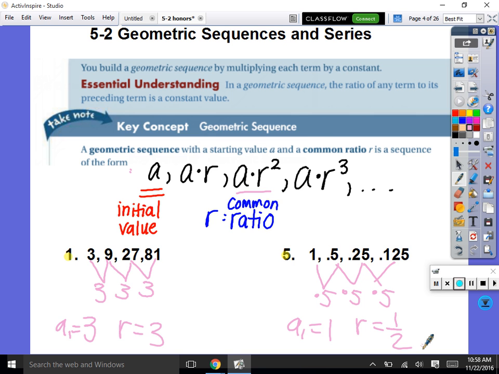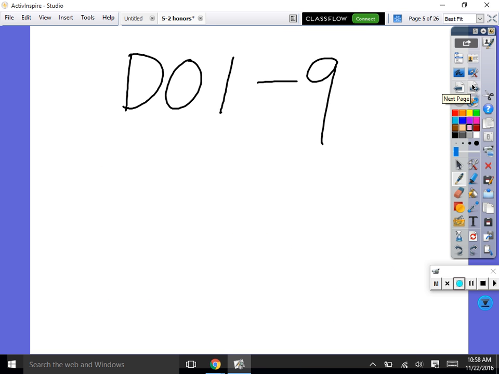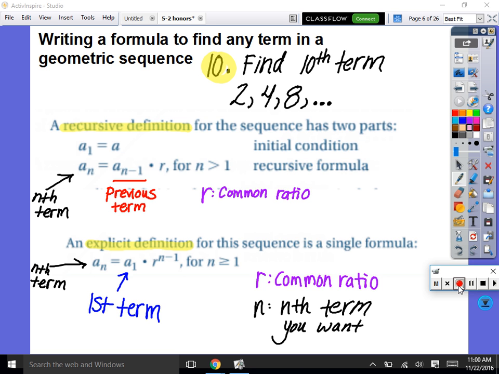Do you have a question over here? Okay, sweet. Then do 1 through 9 really quickly. Practice getting the common ratio. All right, I think you guys get how to determine if it's geometric or not.